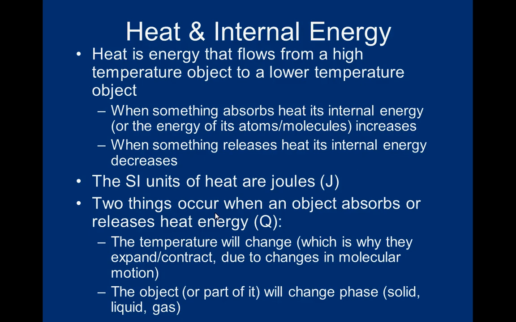The unit for heat is joules, and two things can occur when an object absorbs or releases heat energy. One of them is that there might be a temperature change. Usually we would expect this. So if something absorbs energy, its temperature will increase. If something releases heat energy, its temperature will decrease. Another thing that could happen is that there might be a phase change.